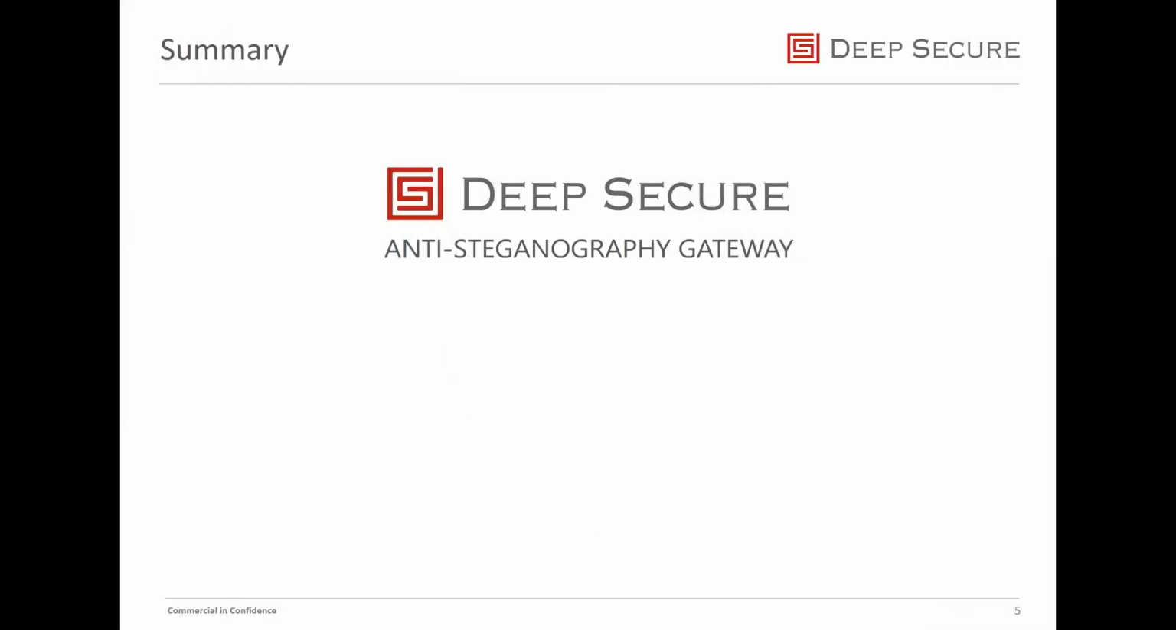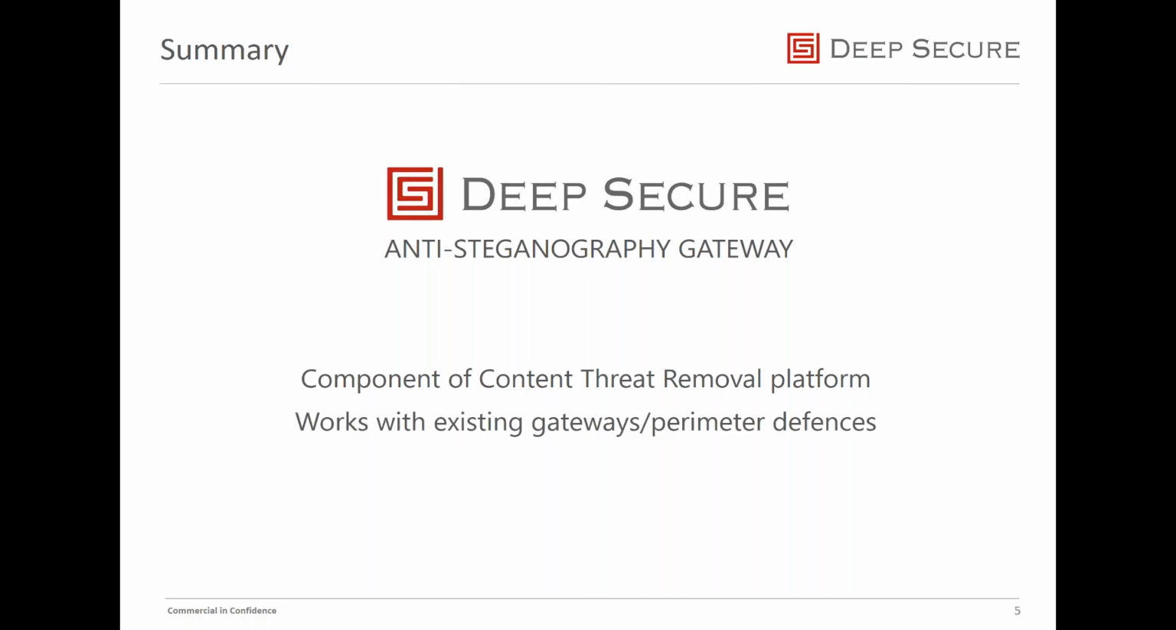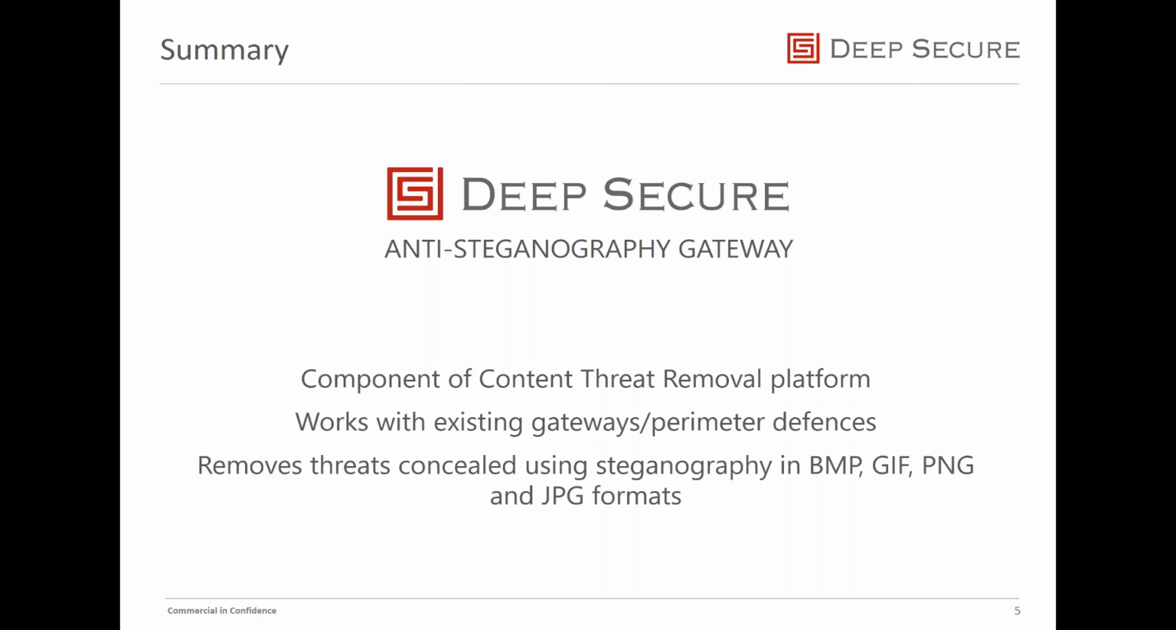So that's how we remove threats concealed in images using steganography. The Anti-Steganography Gateway is a component of Deep Secure's Content Threat Removal platform. It works with existing gateways and perimeter defenses. And it removes threats concealed using steganography in BMP, GIF, PNG and JPEG formats. That concludes our content threat removal in action session.